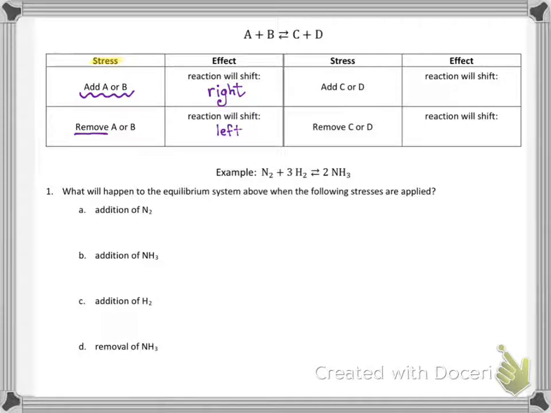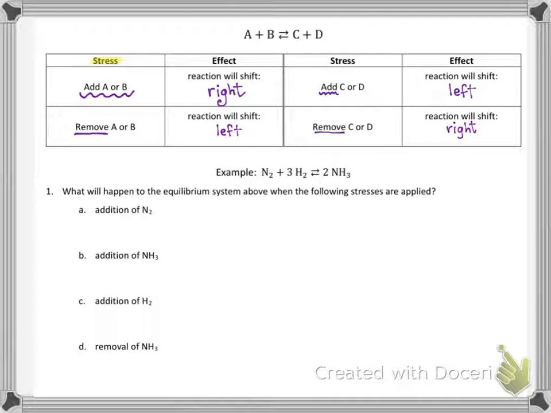You should go ahead and predict what direction the reaction will shift if you either add or remove C or D. So take a moment and unpause the video when you're ready to check. C or D, they're both products. So if you add extra products, the reaction will shift left to use them up. If you remove products, the reaction will shift right to make more.